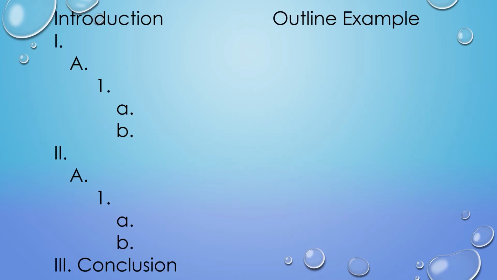This is an outline example. We have our introduction, then we have our Roman numeral 1, our uppercase letter A, our number 1, our lowercase a, our lowercase b, and then that's a repeating pattern. Okay, so you notice we have Roman numeral 2, and it goes through everything, and then we have Roman numeral 3, which is our conclusion. Now the outline depth that you go into depends on the length of the paper that's assigned to you. But we're going to take the information that I have given as an example, and we're going to plug it in.